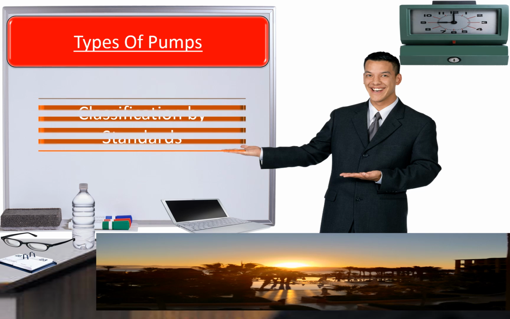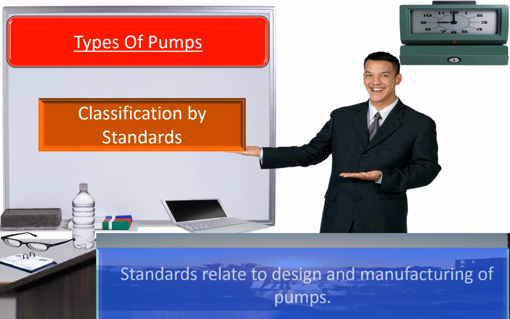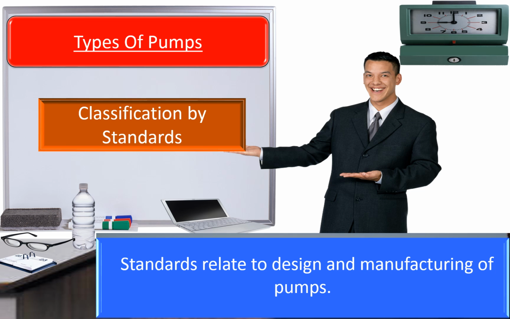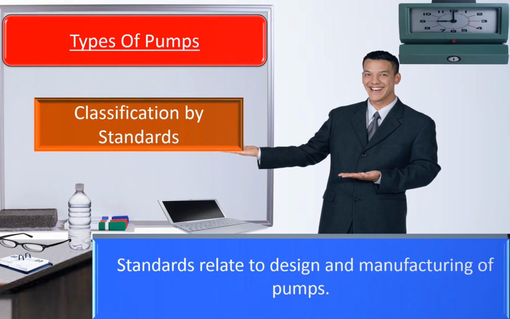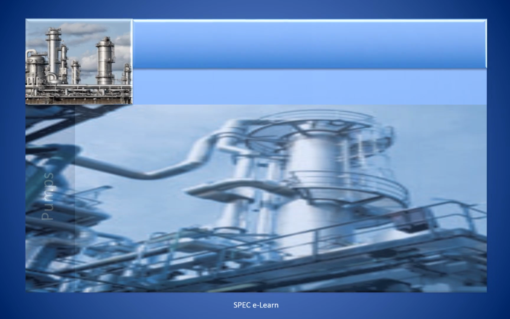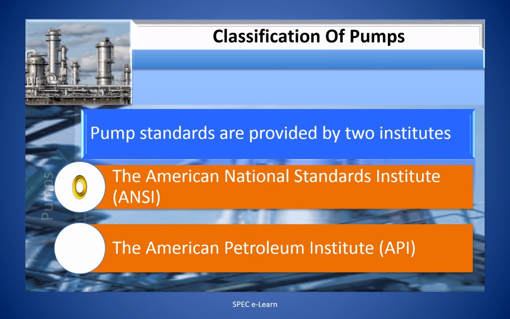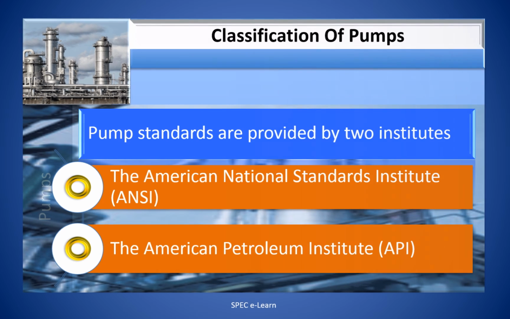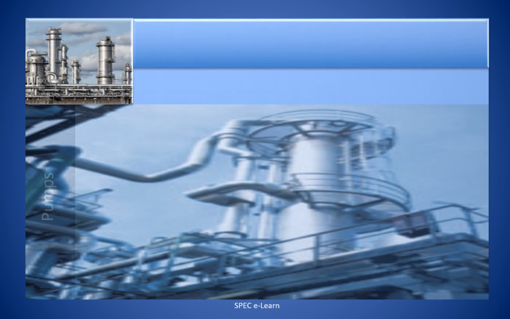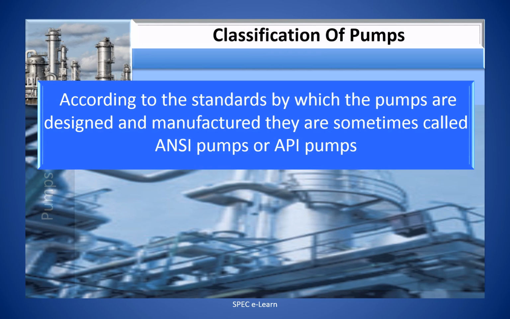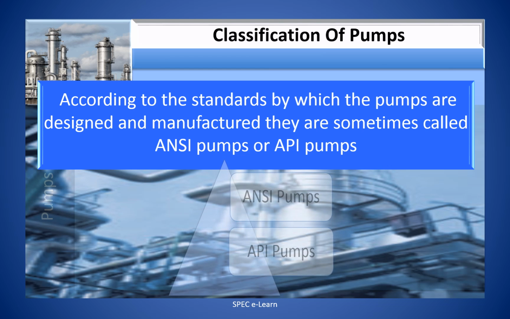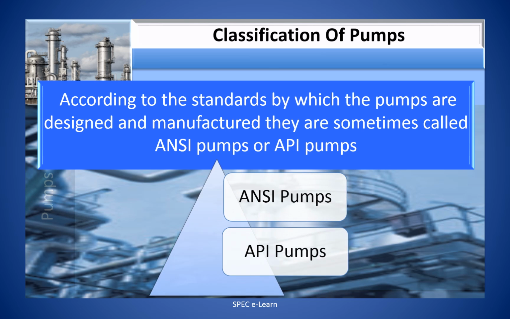Types of pumps. Classification by standards. Standards relate to the design and manufacturing of pumps. Pump standards are provided by two institutes: American National Standards Institute, ANSI, and American Petroleum Institute, API. According to the standards by which the pumps are designed and manufactured, they are sometimes called ANSI pumps or API pumps.